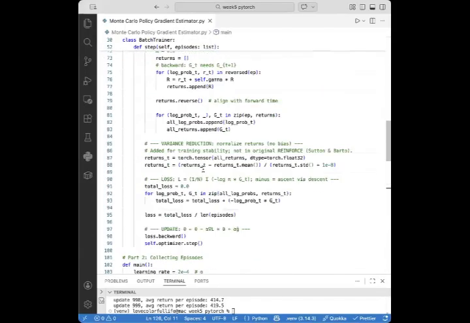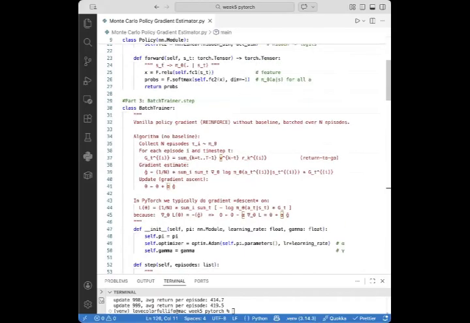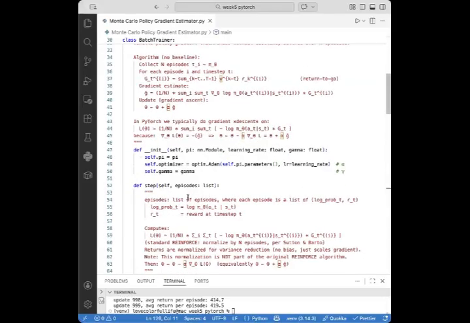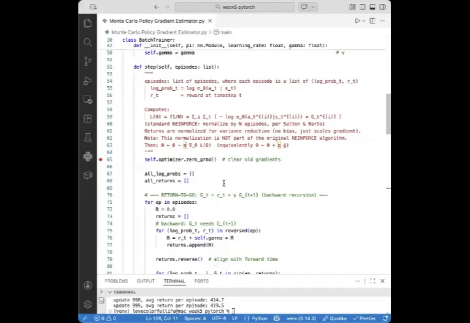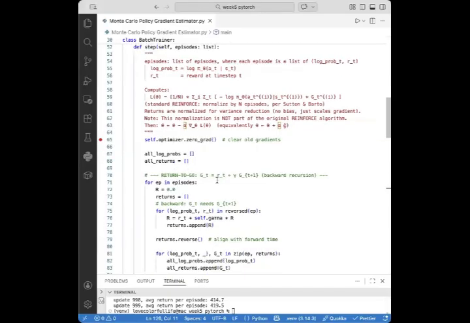So let's go back to part 3, the trainer step. In step, we can see from here. In step, we first call zero_grad to clear the old gradients. And for each episode, we need G at time t, the discounted sum of future rewards from time t. We compute it backwards.